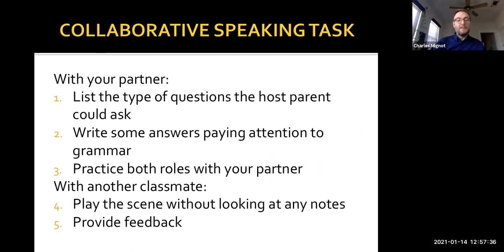And then when they have to do that, play the scene with a classmate. That's how they check that they reach their learning outcome: I can talk about my food habits. And then after that, they are asked to give feedback on how the other did.